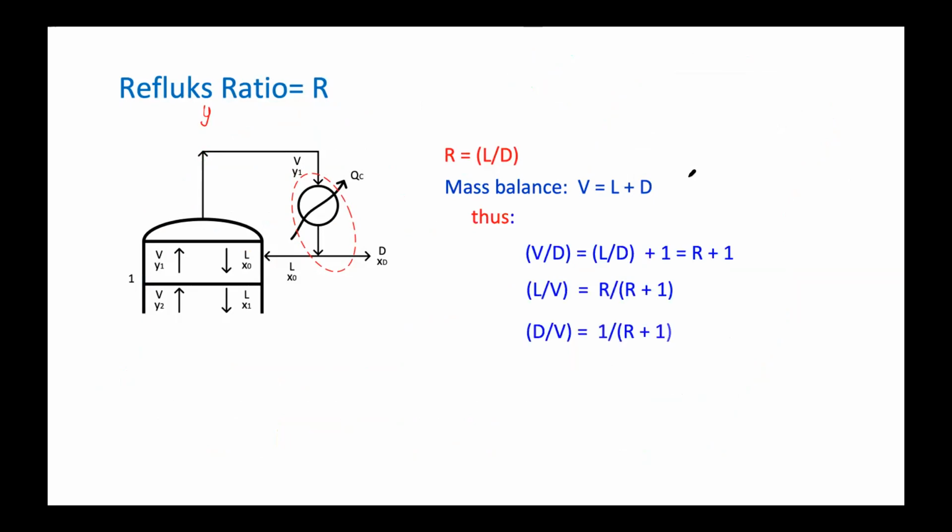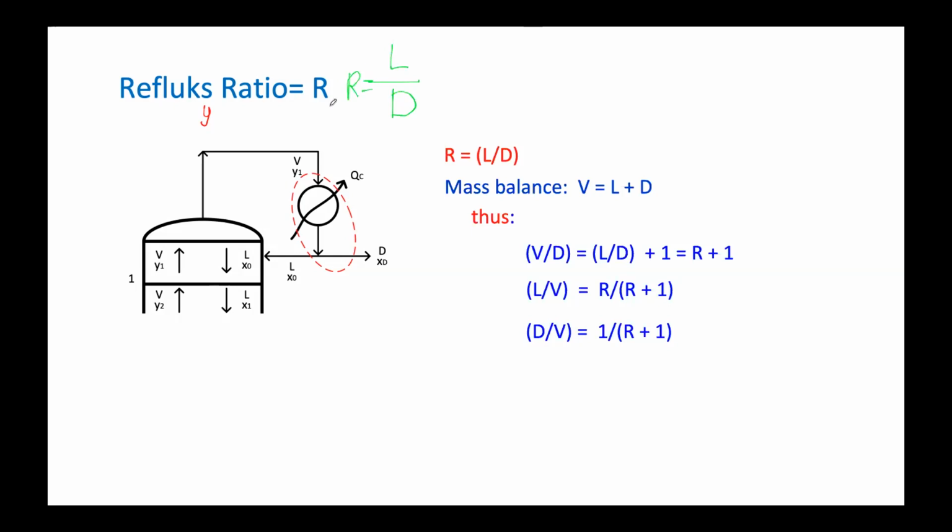Okay, the reflux ratio is the ratio of the liquid going back into the column divided by the liquid that is leaving the column from the condenser. So this is L over D. The reflux ratio is defined as the liquid going back into the column divided by the liquid going out of the column, or the distillate.